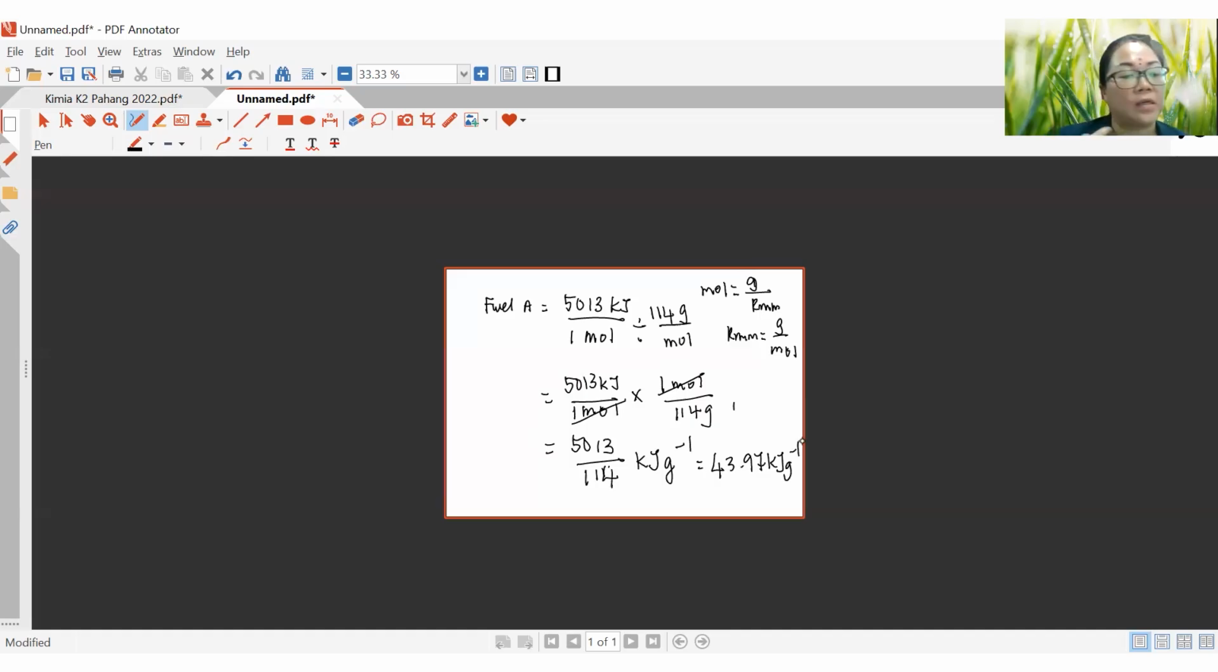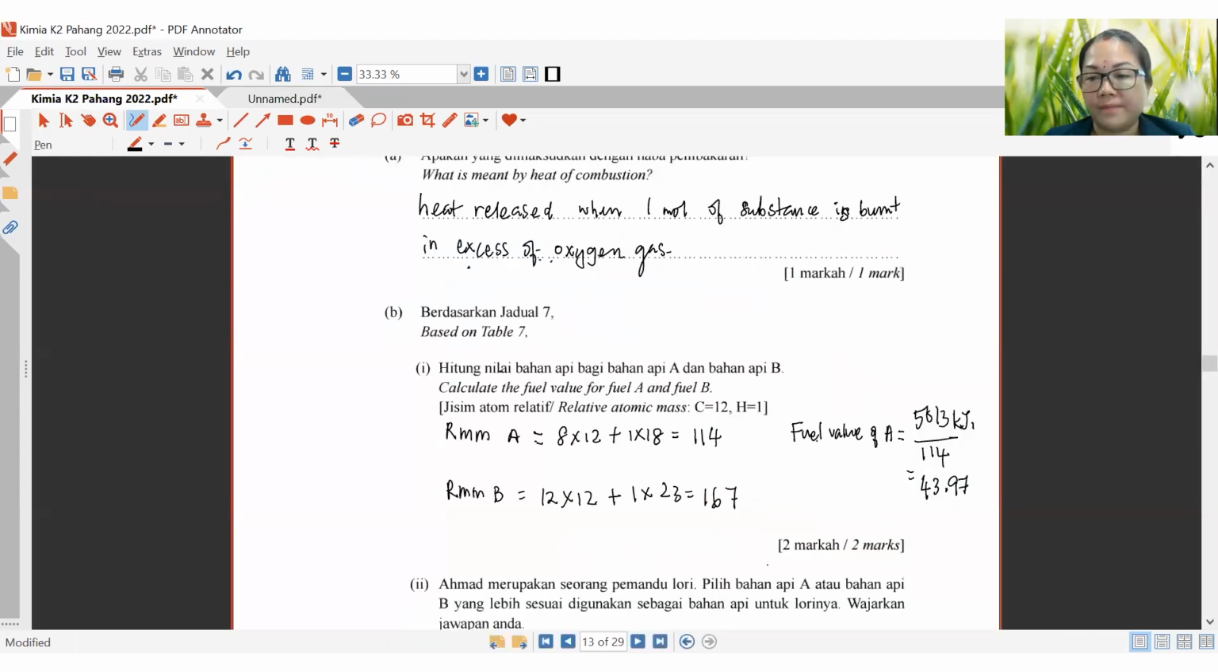So I hope you understand that sometimes you do need to apply some of your little physics, because in physics I believe you are playing along with the units as well. So this is what you should do also. Instead of memorizing, you go along playing with the units. Okay, so this is the answer for fuel A.